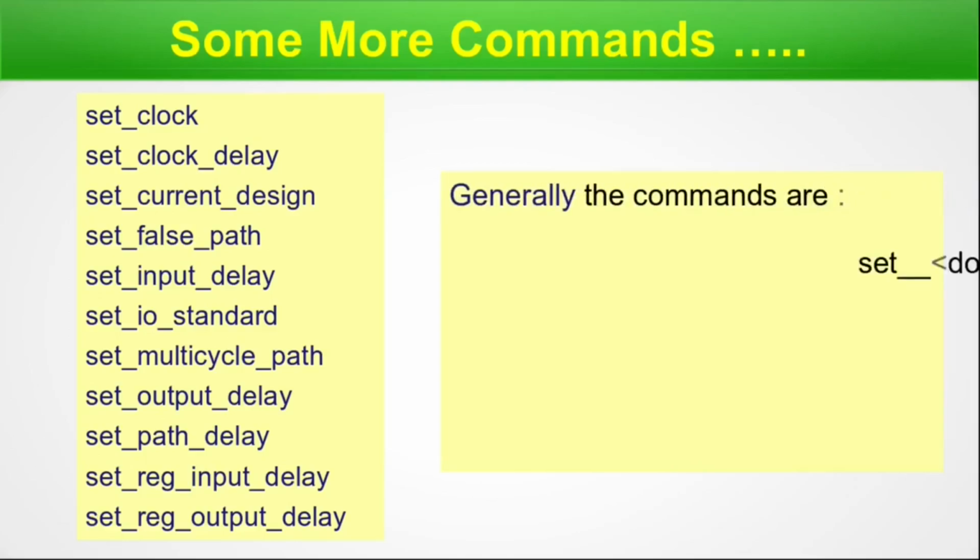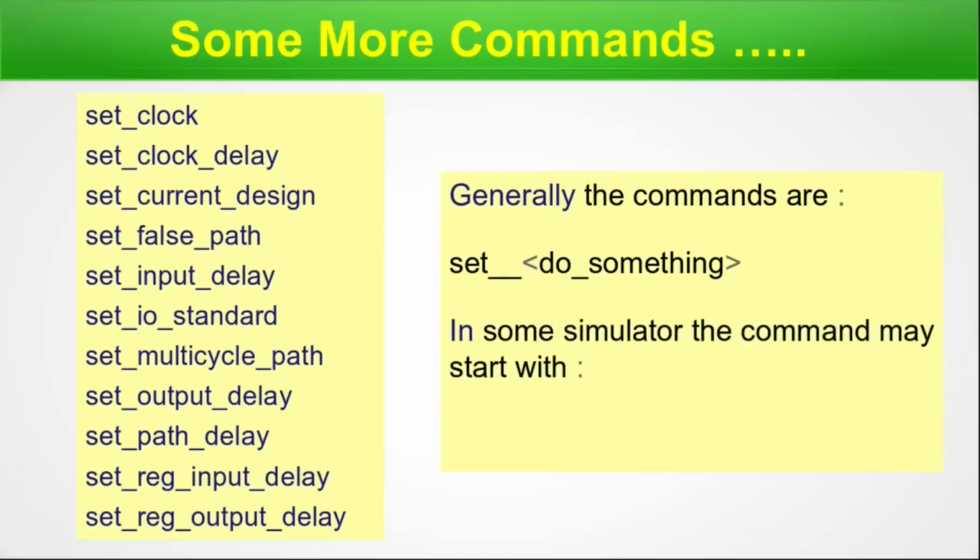Generally the commands are set underscore then do something. If you look at the left side list, these are all like that. But in some other simulators, they can be like this. In some simulators, the commands may start with define, then underscore, then do something. So instead of set, it could be define. It may vary from one simulator to another, but the purpose remains the same.